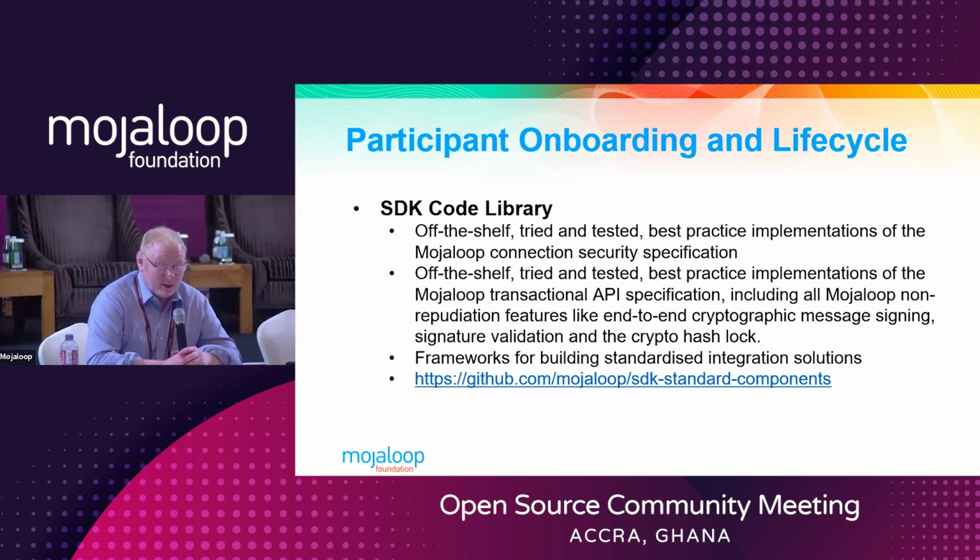Our SDK code library is an off-the-shelf, tried and tested implementation of our connection security mechanisms and the transactional API flow security. It's a how-to guide with a strong, production quality implementation of all of those security mechanisms. So even if you don't want to use the off-the-shelf Mojaloop toolchain to build your integrations, there's an exemplar instance of code that you can read, follow and understand to help you implement your own integration.